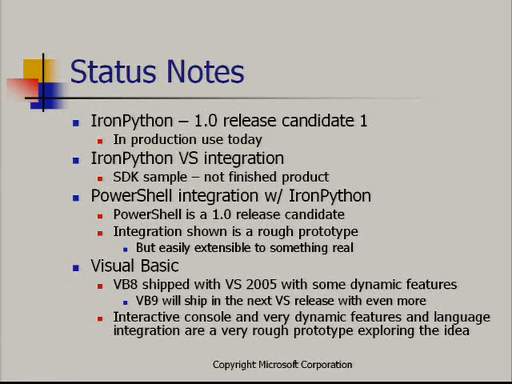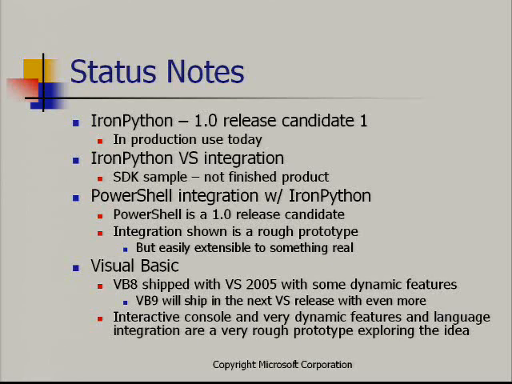Let me talk about status to clarify that a little bit, though. So status notes on everything. IronPython is in 1.0. Release candidate 1's out. It was released less than a week ago. It's in production use today. It's actually been in production use for about a year. The fact it's been in production use for a year scares the heck out of me. But right now it's getting to the point where we're saying you can use this. Take IronPython, go forth, do cool things.